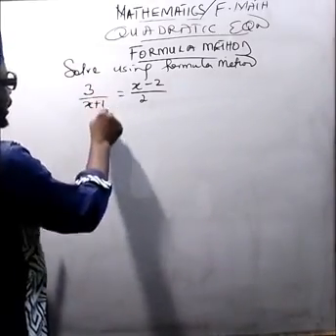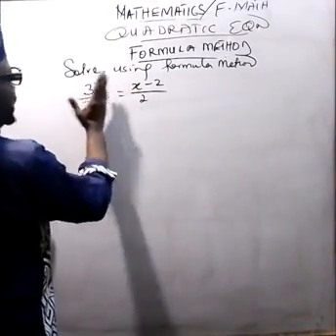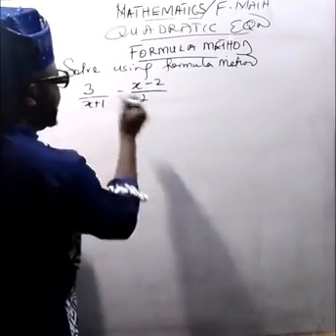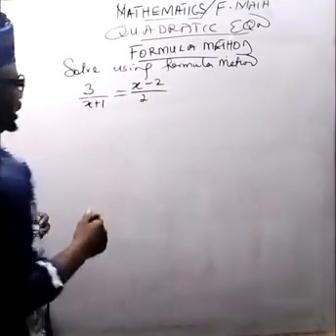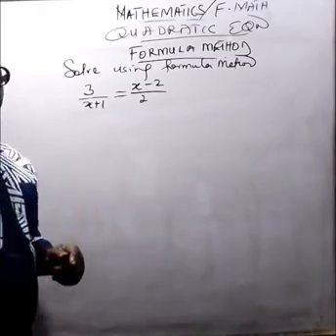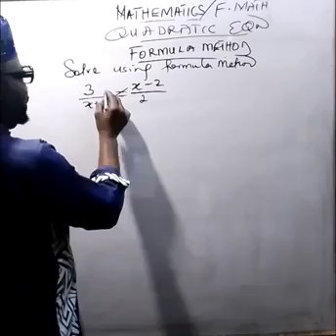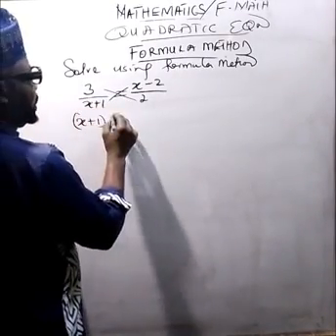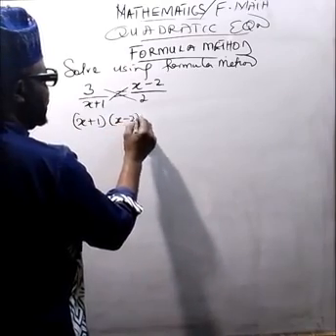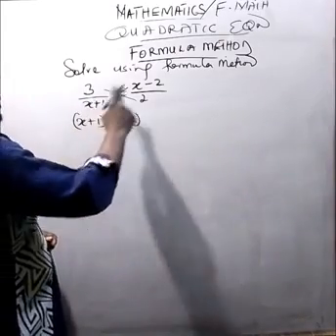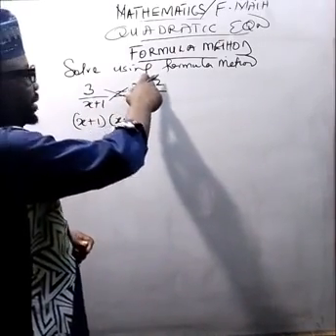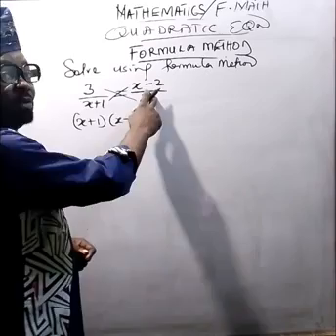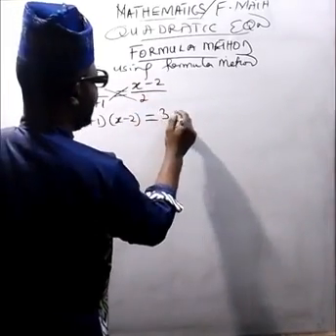When we have a fraction on each side, there's one fraction on this part, an equal to sign, and another fraction at the other side. What we do here is cross multiply. That is x plus 1, x minus 2, what is here at the denominator multiplied by what is at the numerator here, will be equal to what is here at the numerator multiplied by the denominator of this side: 3 multiplied by 2.